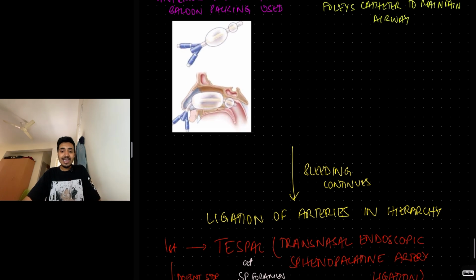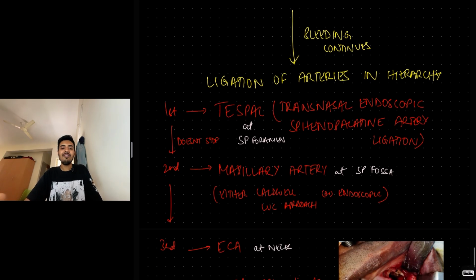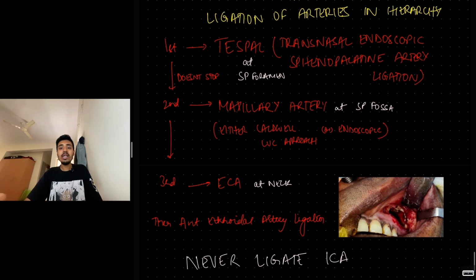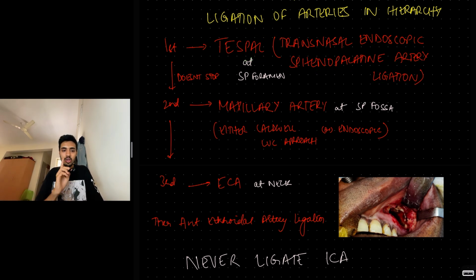Let's say you do nasal packing and still the bleeding continues. Then what happens? You have to ligate the arteries. Now, the arterial ligation, you will do it in the order of hierarchy. Which did I tell is the artery of epistaxis, sphenopalatine artery. So, first one we will ligate is sphenopalatine artery. And this surgery is known as TESPAL, transnasal endoscopic sphenopalatine artery ligation. So, what we do is we go endoscopically, we go to the sphenopalatine foramen located 1 centimeter behind the middle turbinate, and then we ligate the sphenopalatine artery.